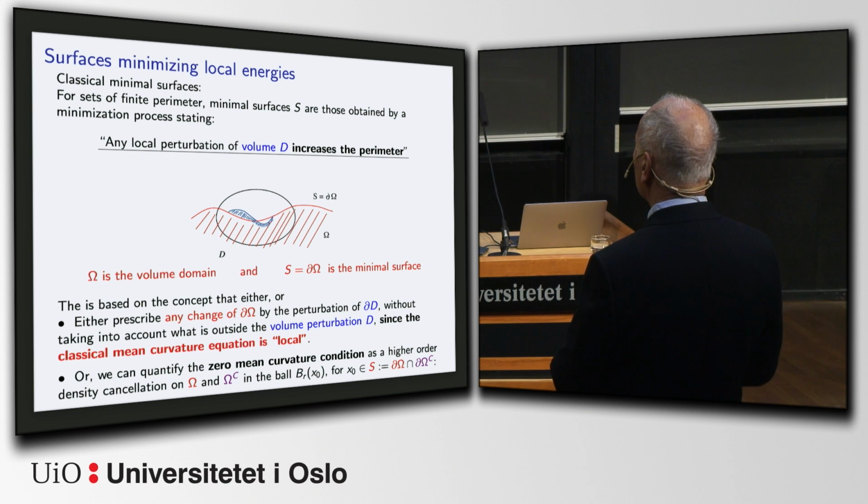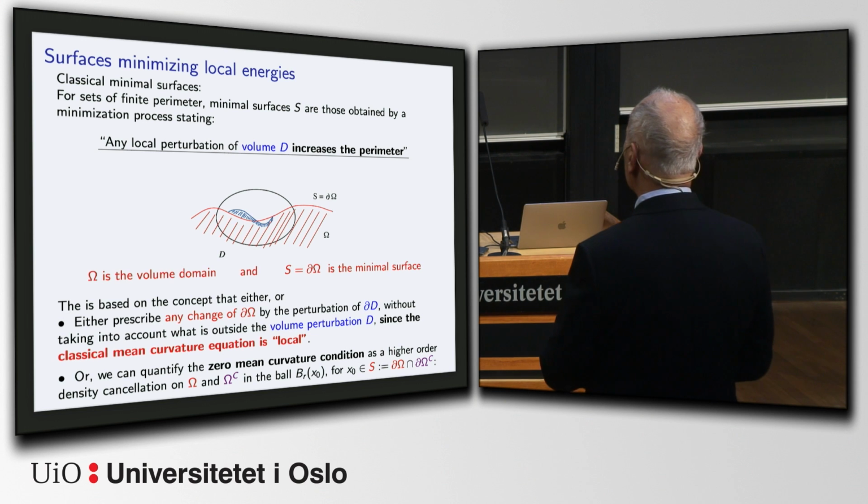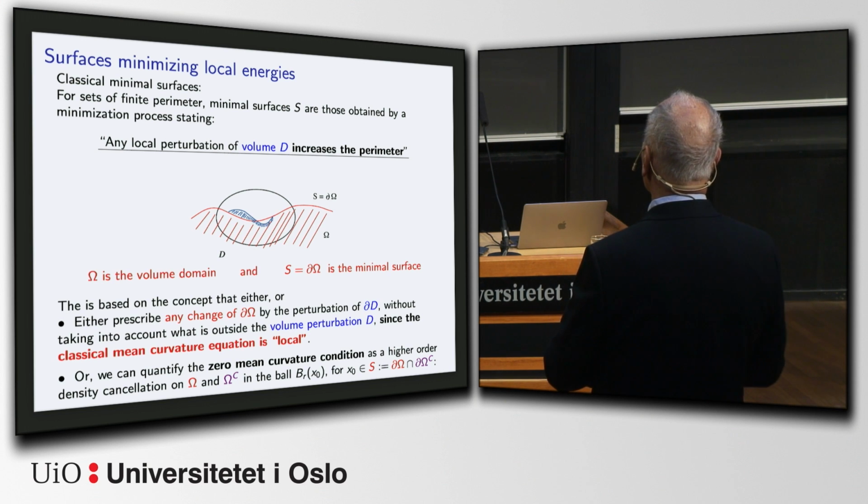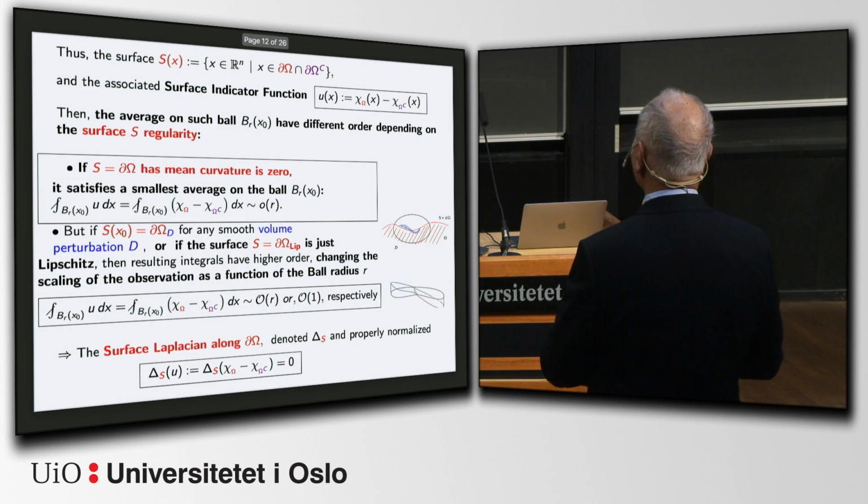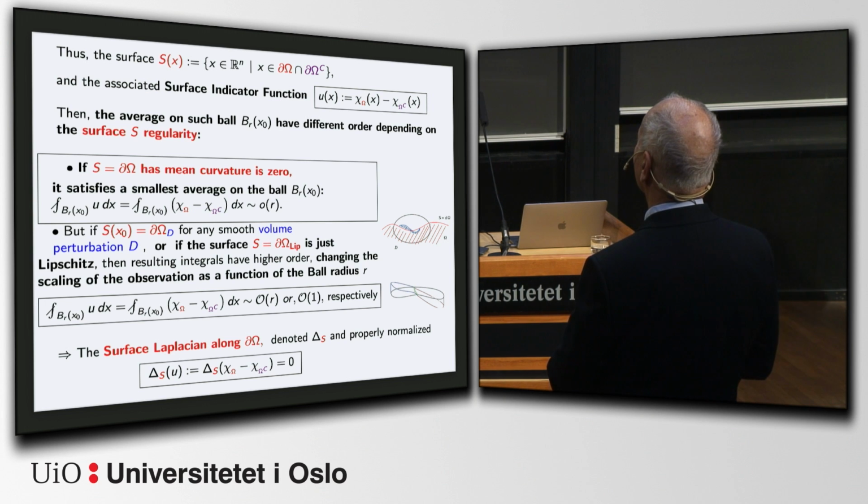Or we can quantify the zero mean curvature condition as a higher order density, cancelling on omega and the complement of omega in the ball BR of x0. Okay, so that's the surface. We have the surface S that was in the middle, right, and which is the boundary of this omega.